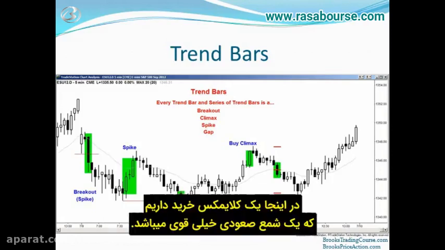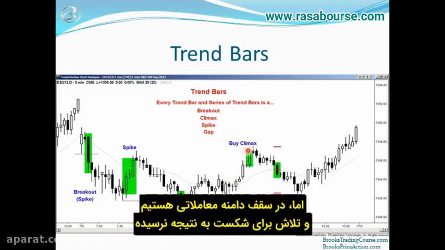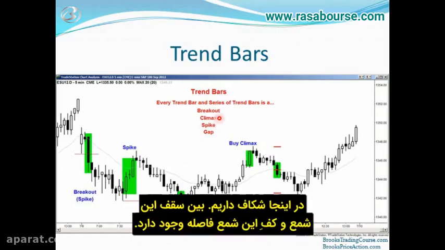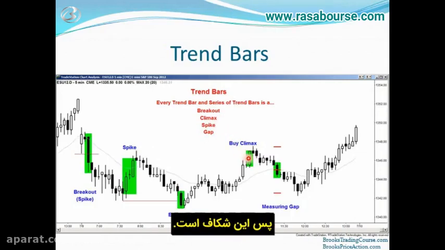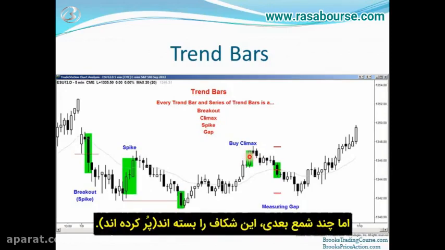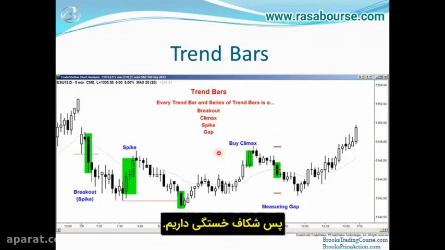Here we have a buy climax, a very strong bull trend bar. It could be the start of a new breakout. Instead, it was a failed breakout attempt at the top of a trading range, and it became a buy climax and an exhaustion gap. Here's a gap, the high of this bar, low of that bar. There's space in between, so this bar is a gap. It might have been a measuring gap leading to a measured move up. Instead, it filled over the next few bars, and the market churned down from the top of a developing trading range, and it became an exhaustion gap.